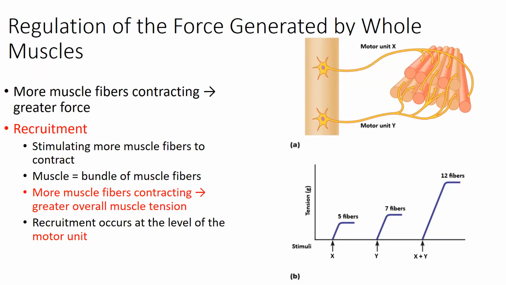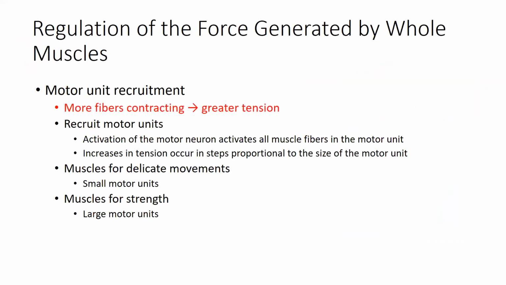Additional motor units. Remember, recruitment happens at the level of an entire motor unit. So if you recruit motor unit X, you're going to recruit all the fibers that that motor neuron is innervating. Okay, and as such, we can generate additional force by recruiting more motor units. So this goes on to speak about the different types of muscle that we have.